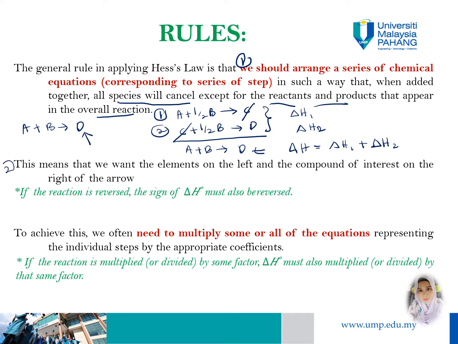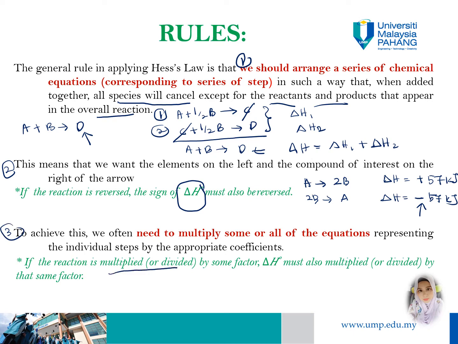Secondly, if the reaction is reversed, the sign of delta H must also be reversed. For example, A producing B has a delta H of positive 57. When the reaction is reversed to B to A, the sign of delta H will be changed to negative. And thirdly, if the reaction is multiplied or divided by some factor, delta H must also be multiplied or divided by the same factor.